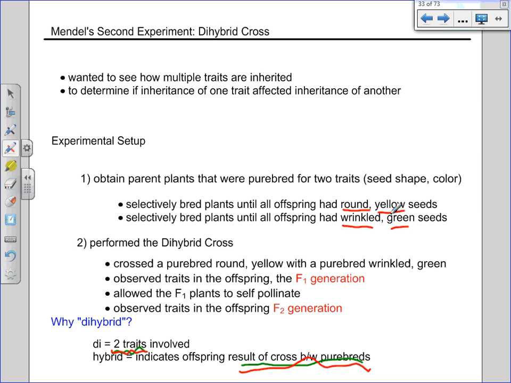So basically he bred the two types of purebred plants, and they were the parent generation. So these guys are the parents. He looked at their babies, their offspring, the plants that were produced, the F1 or first filial generation, and then he self-pollinated those ones, or got them to cross with themselves, and looked at the offspring that came about.